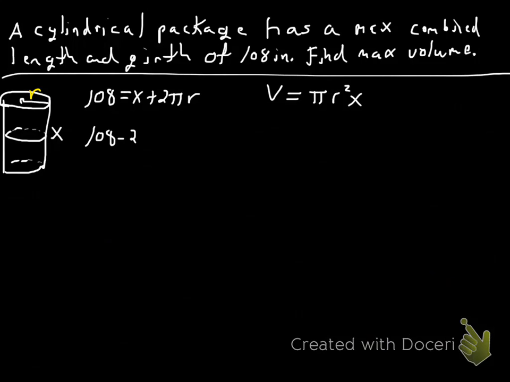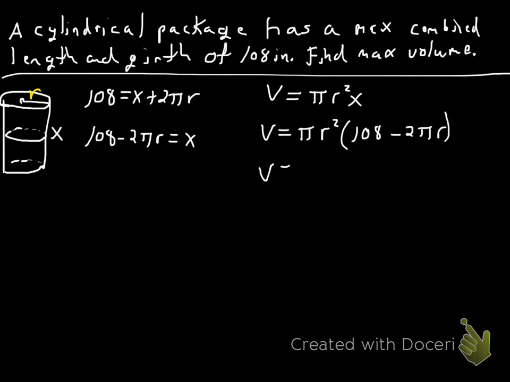Okay, so we want to maximize our volume, but the volume's in an r and an x variable. So we're going to have to solve for either r or x. And it looks like x is a little bit easier to solve for. So x is going to be equal to 108 minus 2 pi r. We'll go ahead and substitute in the volume equation.